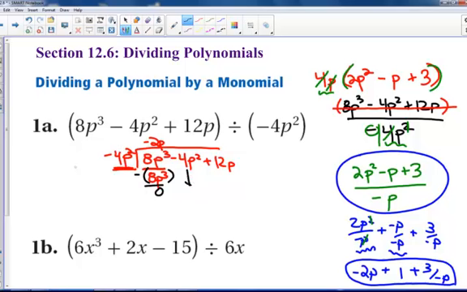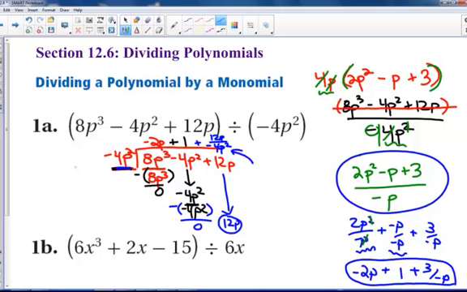So now I'm going to bring down my negative 4p squared, and I'm thinking negative 4p squared times what gives me negative 4p squared? That would be 1. So I get negative 4p squared, and then you subtract the whole thing, and then you bring down your 12p, and negative 4p squared times nothing gives 12p, so my remainder is 12p, so I'm going to do plus 12p over negative 4p squared. Now that part simplifies to this 3 over negative p, so as you can see, this answer right here is the same as this answer right here.